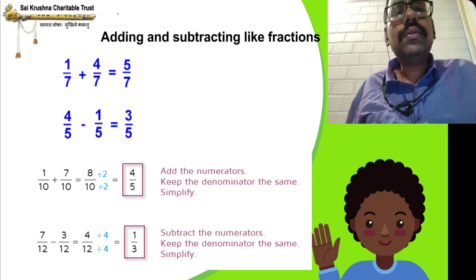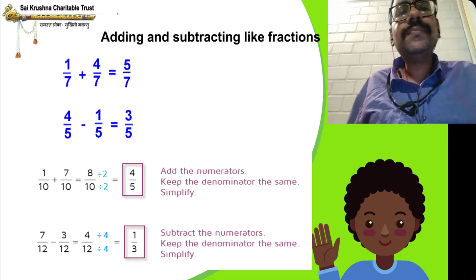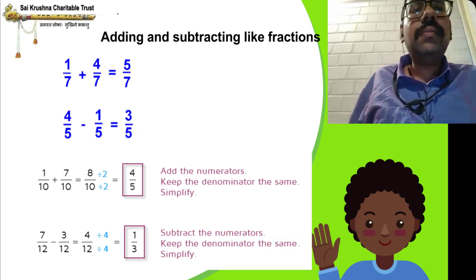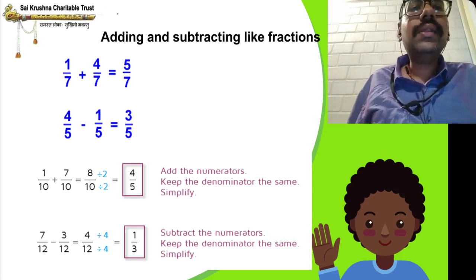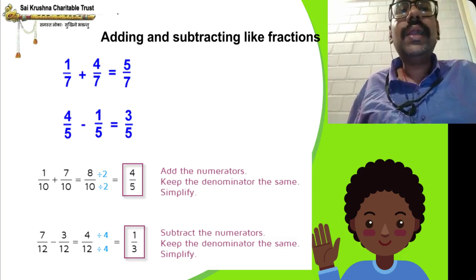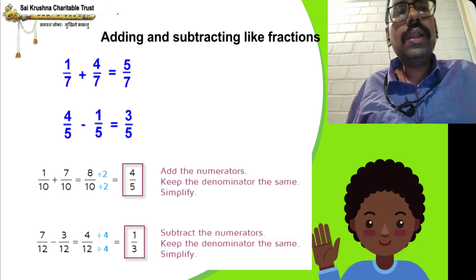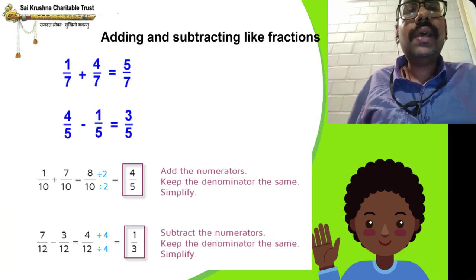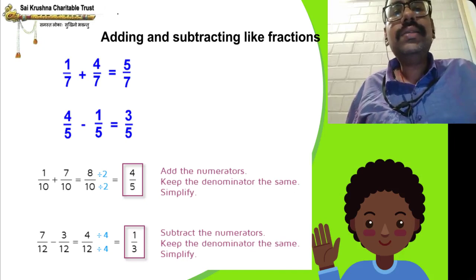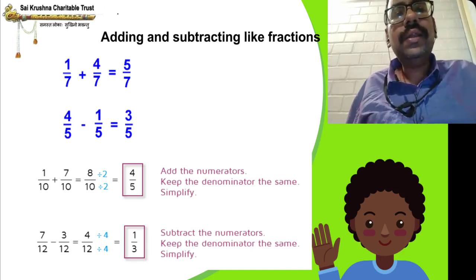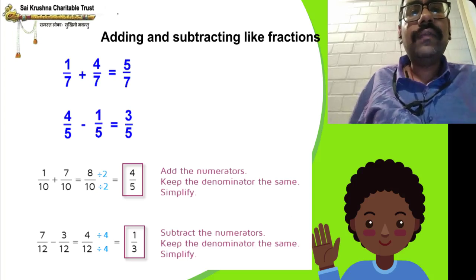Now to add this 1 by 10 and 7 by 10, keep 10 constant, which is the common denominator in both fractions. Then what you have to do, children? Add the numbers in the numerator. That is numerator 1 plus numerator 2. 1 plus 7 will equal 8. So 8 by 10 is the answer. If you want to simplify it further, 2 4s are 8, 2 5s are 10. So 4 by 5 is the simplified form.